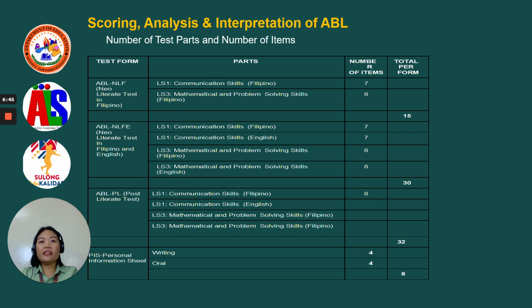These are the number of tests and parts and number of items. For ABL NLF, we have a total of 15 per form. For ABL NLFE, we have 30 total per form, and ABL PL, we have 32 total per form, and for the PIS, we have 8 total per form.